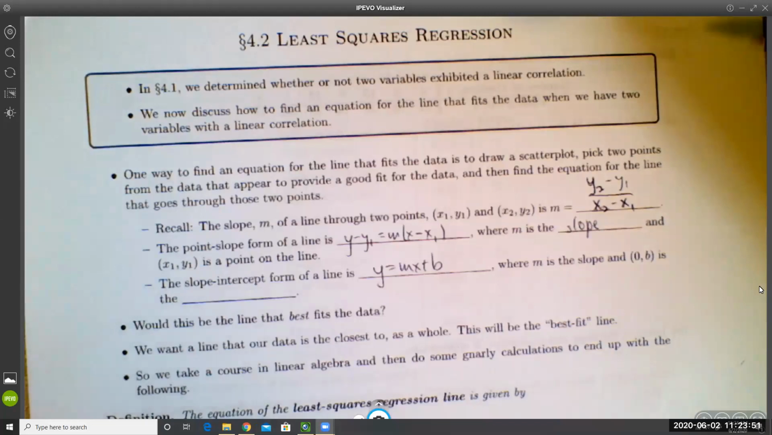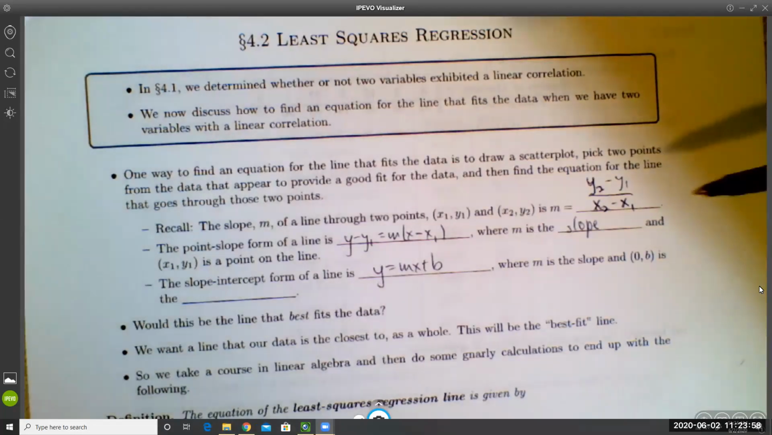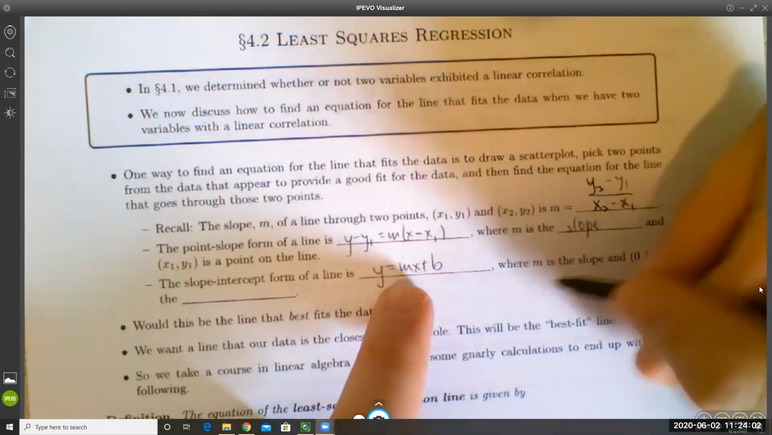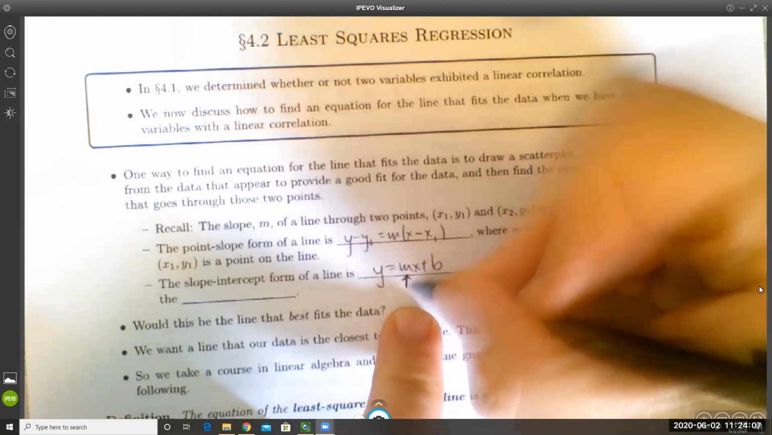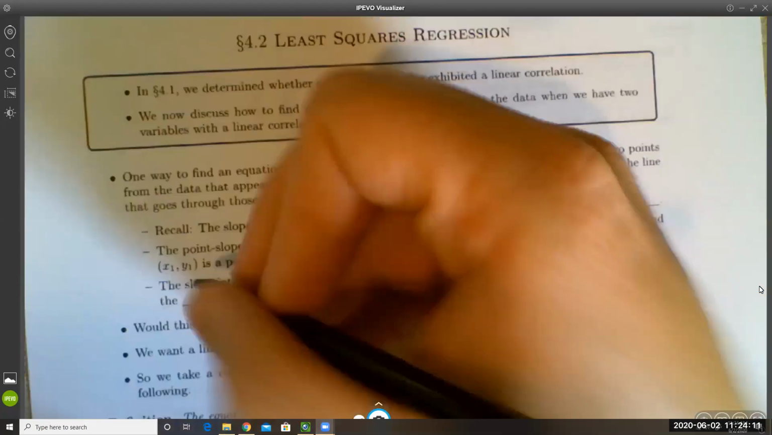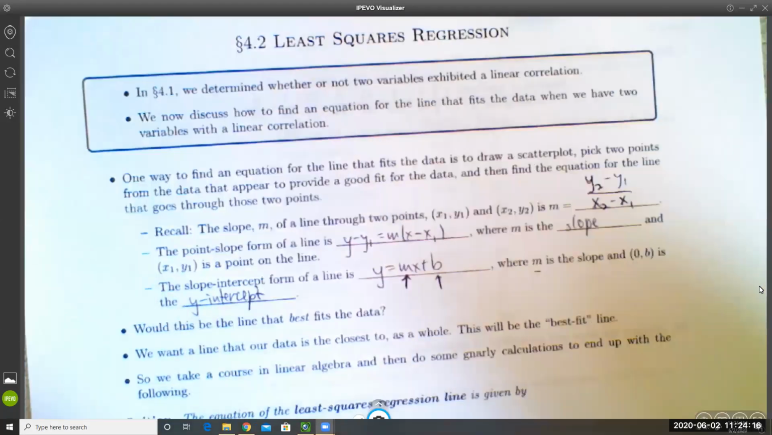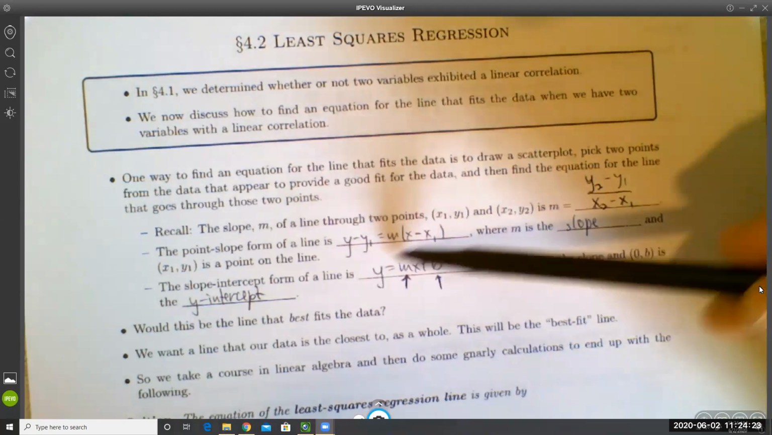Now, here's the important part. Well, I mean, it's all important, but here's what I really want to help you remember. When you end up with an equation that looks like y equals mx plus b, m is the slope. The thing you're multiplying x by is the slope, and b is the y-intercept. That's the place where the graph crosses the y-axis. So in general, this is the equation for a line.